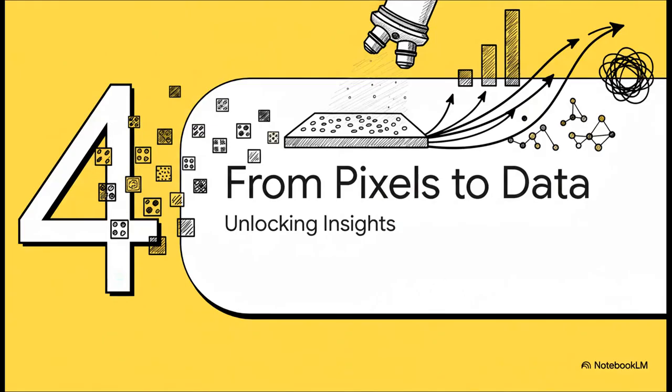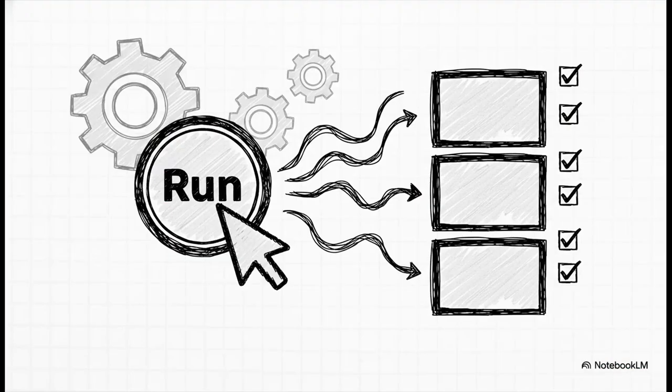Okay, so once all that tuning is done, the researcher is ready to go from just a bunch of pixels to actual hard data. This is the moment where all that careful setup starts to pay off big time. And it all comes down to a single click. The parameters are locked in, the scientist hits Run Analysis, and the software just takes off, churning through the entire video, frame by painstaking frame, all by itself.